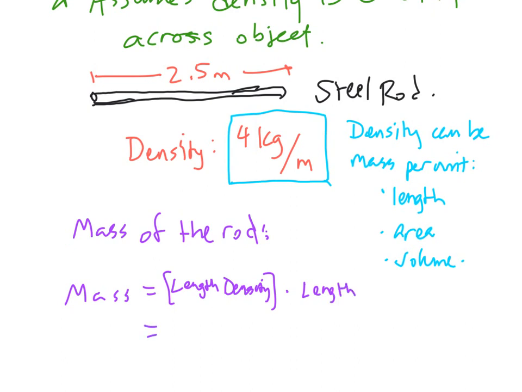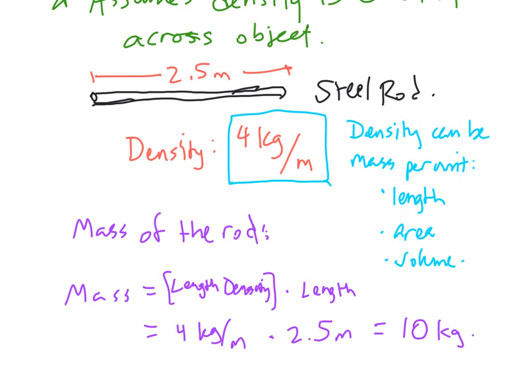And that's going to be 4 kilograms per meter times 2.5 meters. Oh, that was gross. 2.5 meters. And that's a total of 10 kilograms. That's 10, not 16. I need to work on my handwriting on this thing. 10 kilograms. There we go.